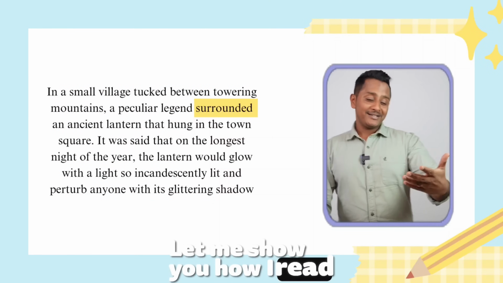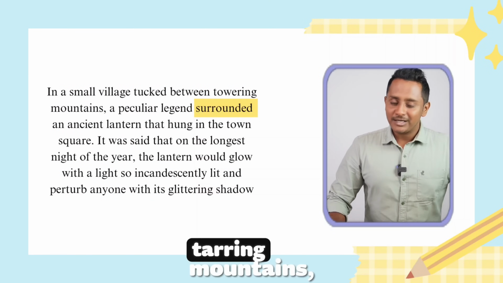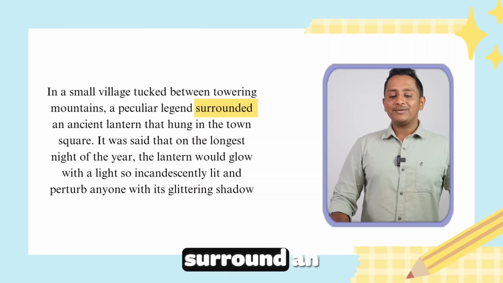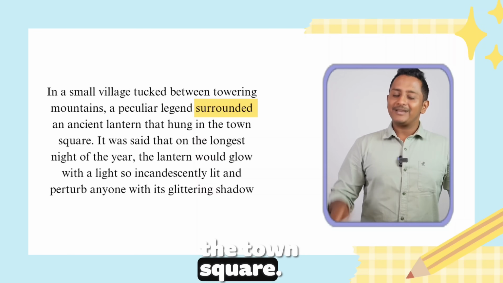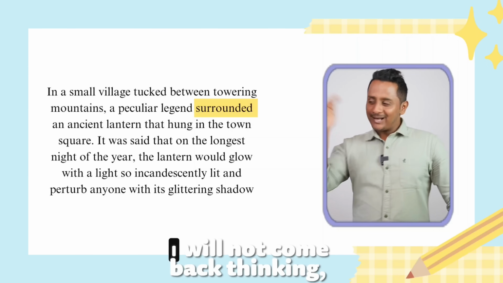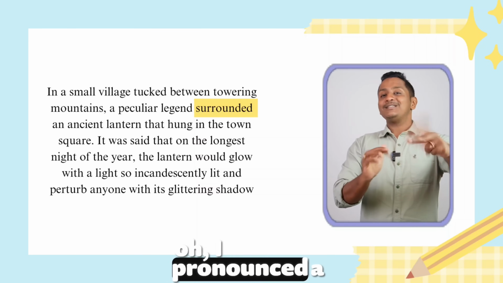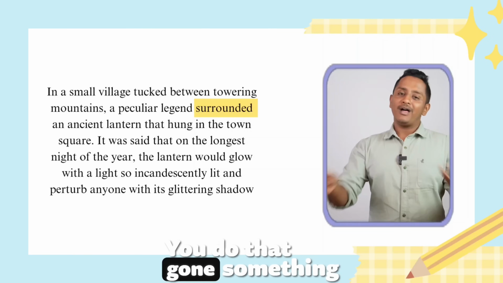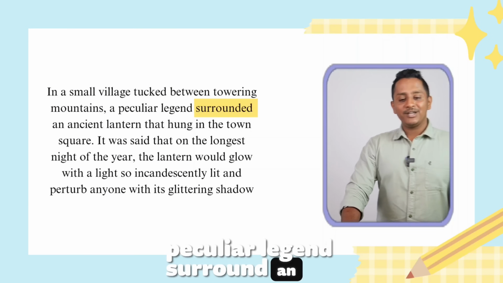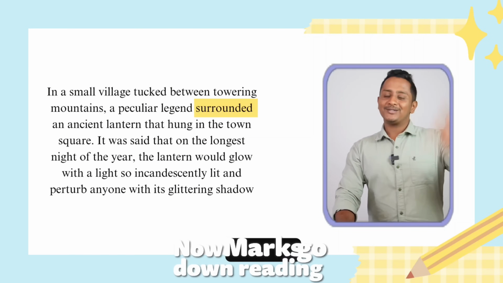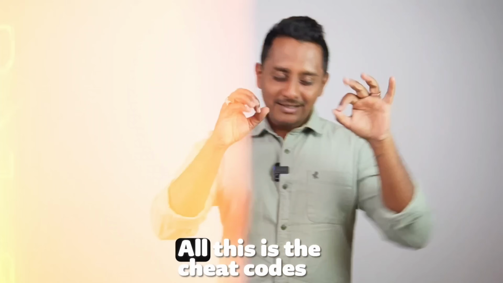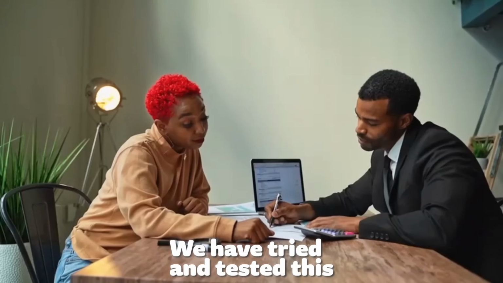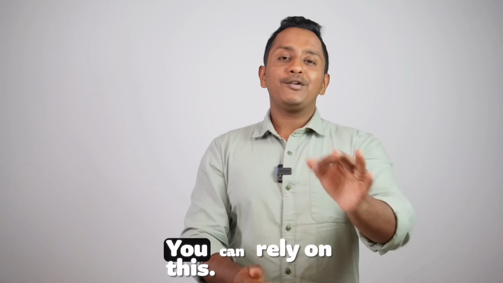So let me show you how I read this. In a small village tucked between towering mountains, a peculiar legend surround an ancient lantern that hung in the town square. And I will continue. I'll not come back thinking, oh, I pronounced a word wrong, I interpreted a word wrong, I have to correct it. You do that, gone. Something like peculiar legend surrounded an ancient, now marks go down. Reading and speaking both. All these are the cheat codes, absolutely working. We have tried and tested this multiple times. You can rely on this.